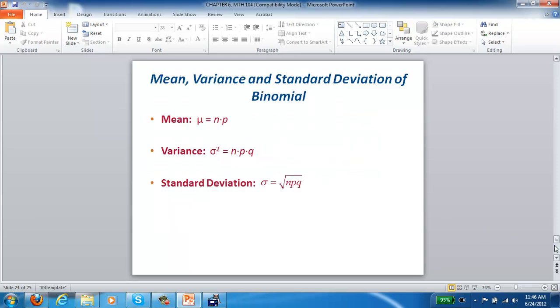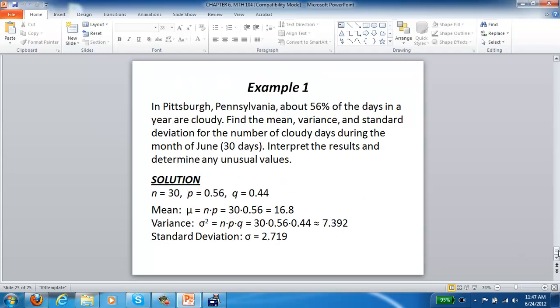Now, the mean, the variance, and the standard deviation of the binomial distribution. The mean is n times p, n is the sample size, p is the probability of success. The variance is n times p times q, and I repeat, q is 1 minus p. And then finally the standard deviation is the square root of the variance.